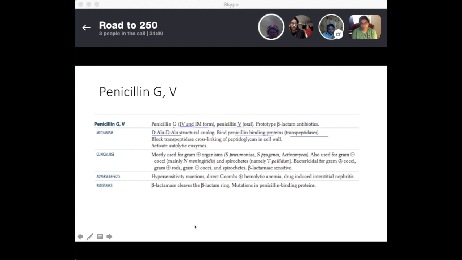Drug-induced interstitial nephritis is a type 4? Because it's delayed? Yeah, I think so. I'll double check it, but that's what I have. No, that's cool.